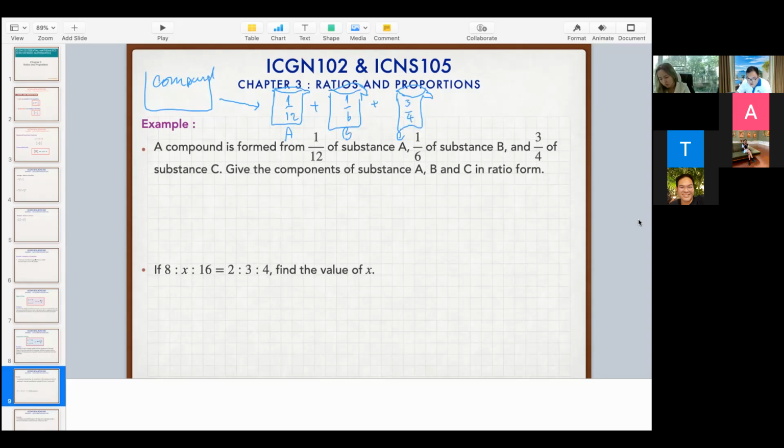When you mix them up, you get this compound. So when we have to give components of substances A, B and C in ratio form, what are we going to do? The thing we have to do is that we just write A colon B colon C. This is the ratio of these 3 substances that we have to use in order to mix this compound. The way that we have to do it, we just put these fractions to substitute A, B and C. We have 1/12 colon 1/6 colon 3/4.